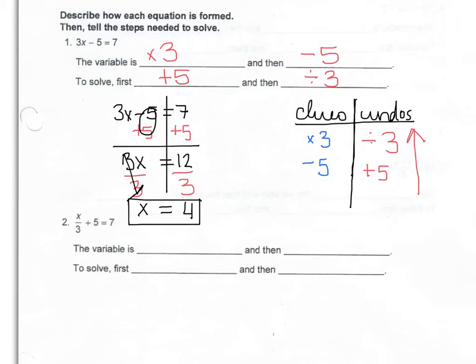Let's just do a quick mental math check by plugging 4 back in. 3 times 4 is 12. Minus 5 is 7. So winner, winner, chicken dinner, that's the correct answer.